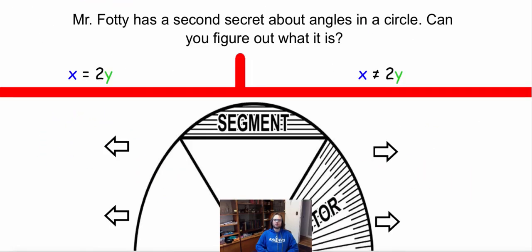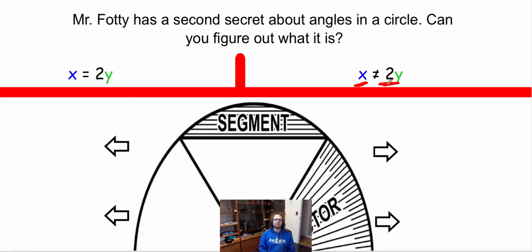So now we're about to enter the second exploration of today's video. In this one, Mr. Foti has a second secret about angles in a circle. Can you figure out what it is? Well, I look at this. On the one side, I know that x is double the value of angle y. So angle x is double angle y in the pictures on that side. On the other side, angle x is not double angle y in the pictures on that side.